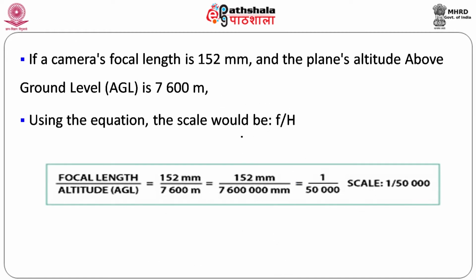So, to make a simple calculation, if a camera's focal length is 152 millimeters and the altitude above the ground level is, say, 7600 meters, what will be the scale of the photograph? So, 152 by 7600 meters, you just convert to millimeters, and the scale is 1 on 50,000. That is the way in which we express it, 1 is to 50,000 and things like that.